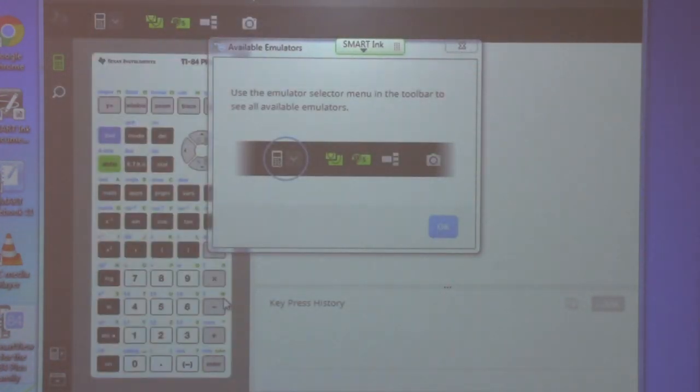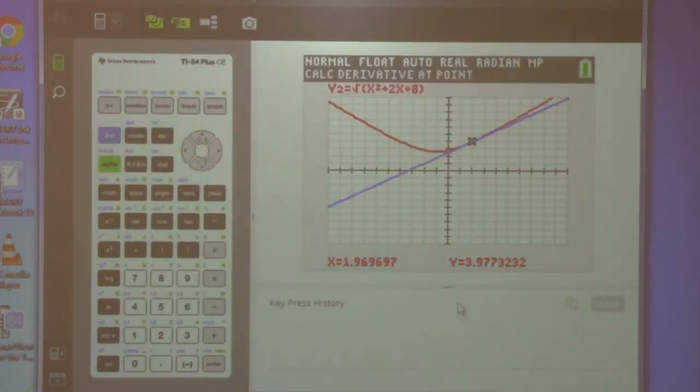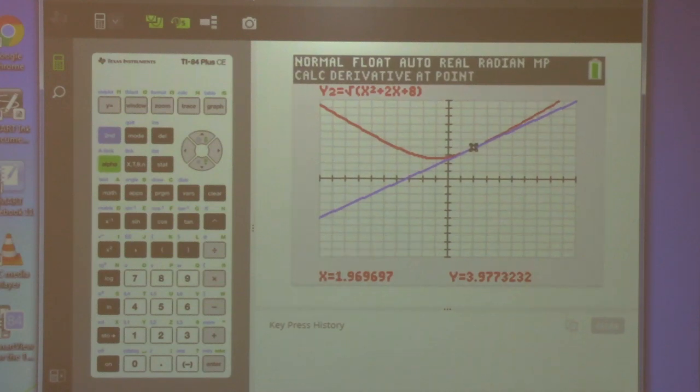I'm looking around for calculators. I'm seeing a calculator here. I get the charger again.